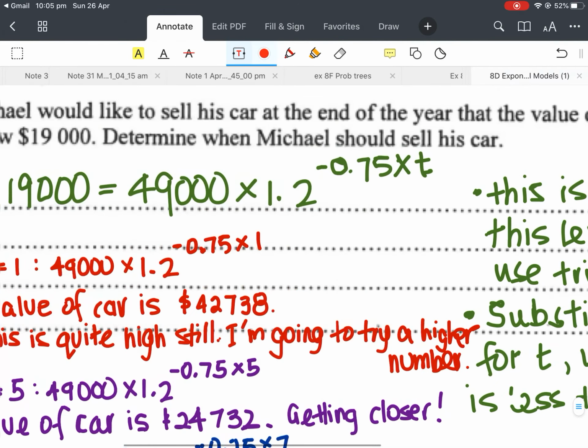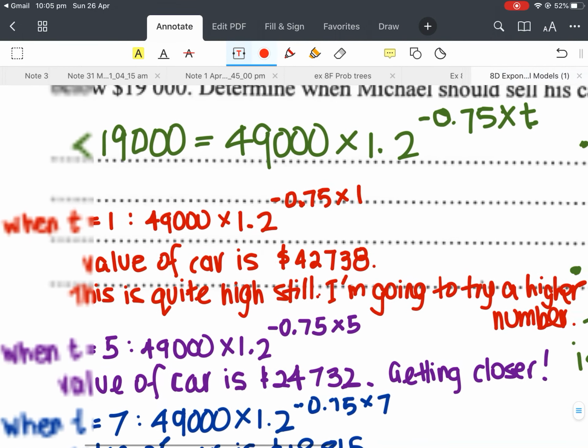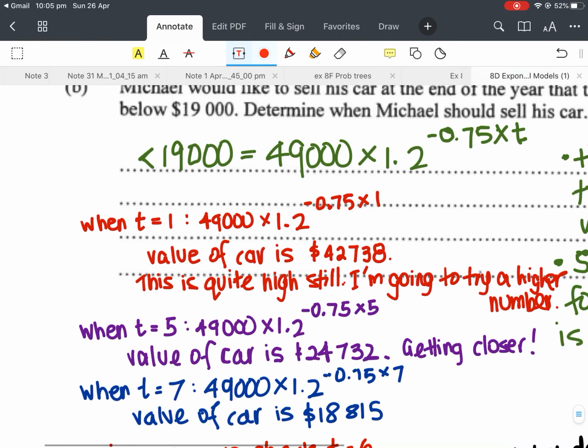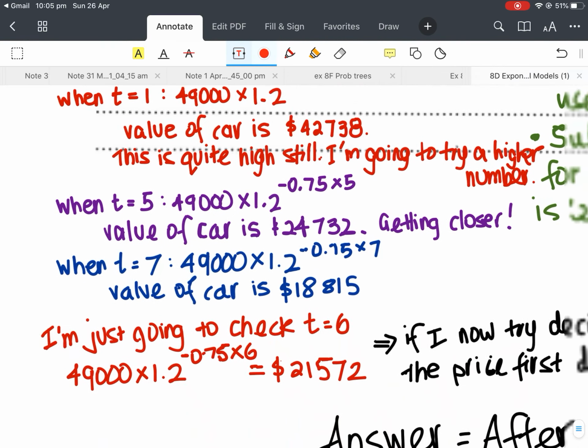All right, so here we go. The red one is my first try. I'm going to do a couple of tries until I get the answer. So I tried 1 first of all. 49,000 times 1.2 to the power of negative 0.75 times 1 gave me an answer of 42,738. I'm nowhere near 19,000, am I? So I'm going to try a number that's a bit higher, because otherwise I'm going to be here forever if I go 2, 3, 4, 5. All right, so now I'm going to try 5.